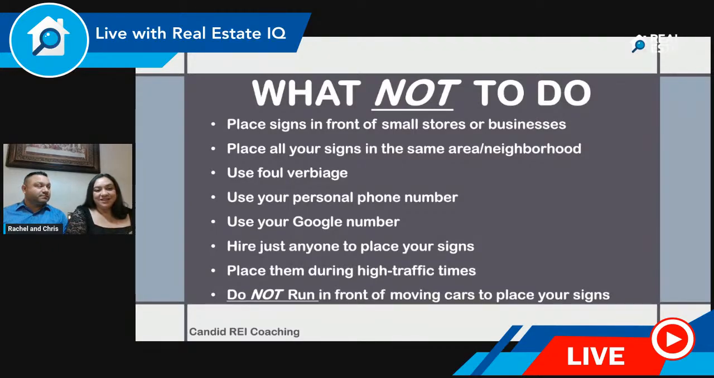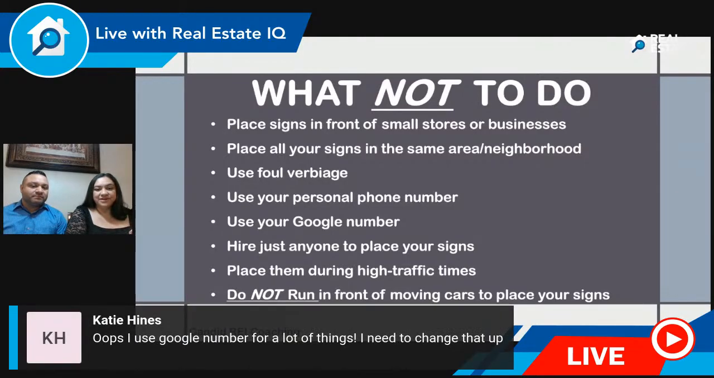There have been times where, thankfully, it's never happened to us, but we have known of people that it's happened to. They exchange money, give them the signs, and the signs end up in the trash. They don't get put out, and you spend 100, 200, whatever you negotiate with them. You're already working hard to get these signs and pay for that, and the last thing you want is to pay for someone to hang them up and they end up in the trash. So yeah. And then do not put them up during high traffic hours.